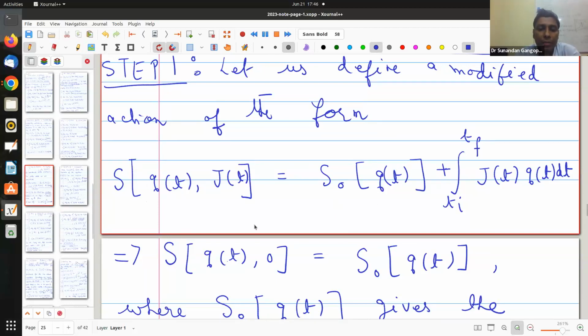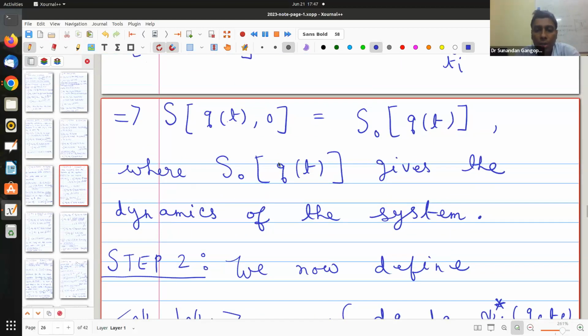In this definition, if we just put J equal to 0, so S functional of Q(t), comma, 0, by construction you can see that when we put J equal to 0, this term will vanish and we will have S[Q(t), 0] equal to just S_0[Q(t)], functional of Q(t), where S_0[Q(t)] gives the dynamics of the system. So this is the first step in the construction of the generating functional.